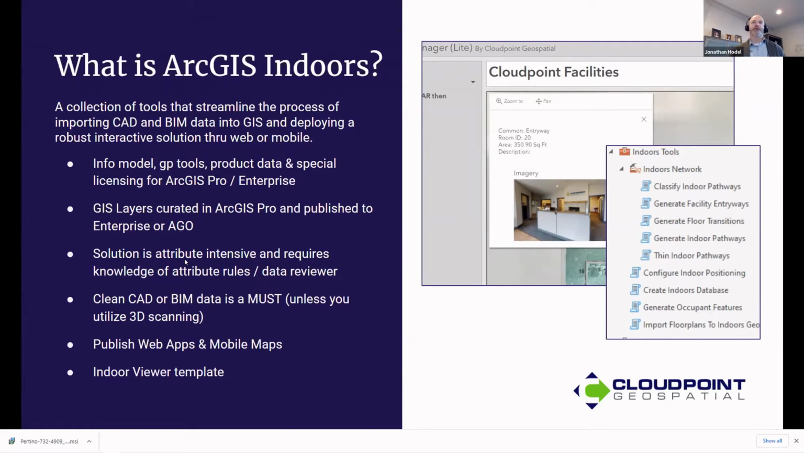Now, keep in mind, we're going to be publishing this data to either an enterprise portal that is licensed for indoors, that requires a special licensing from Esri, or now, as of late, we don't have ours set up yet, but your ArcGIS Online account, you should be able to now enable that for ArcGIS Indoors use. So the solution is very attribute intensive, which we'll look at.